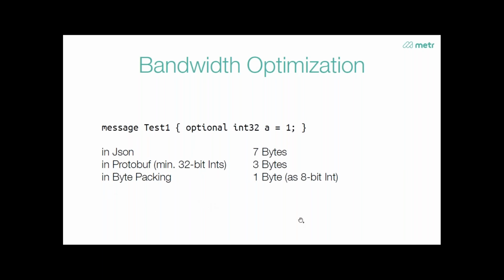But actually, if you can make sure that this is not a 32-bit int, but it could be an 8-bit int as well, so from 0 to 255, you could use byte packing, and this goes down to 1 byte, which is quite a huge difference from 7 bytes in JSON to 1 byte in byte packing. So this is something you should always keep in mind when you're designing your protocols or your standards and how to send data to the backend. Make sure you're not wasting too much here.